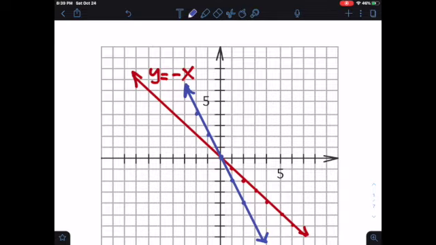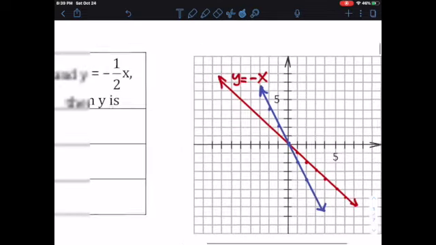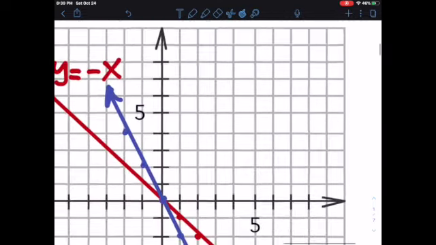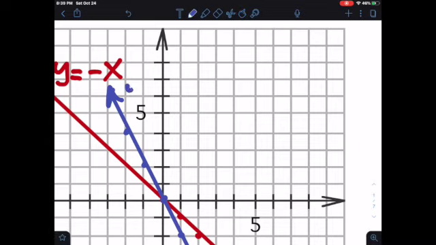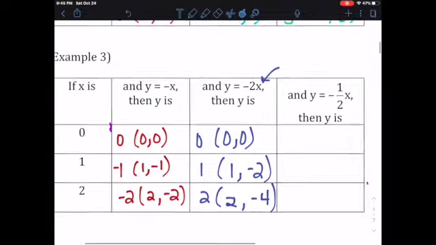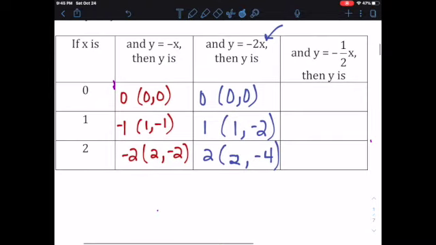That equation will be y equals -2x. So the third line is going to be -1/2x. So let's plug in the numbers that the table gave us. If you plug in 0, it's going to still be 0. So the point is going to be 0, 0.